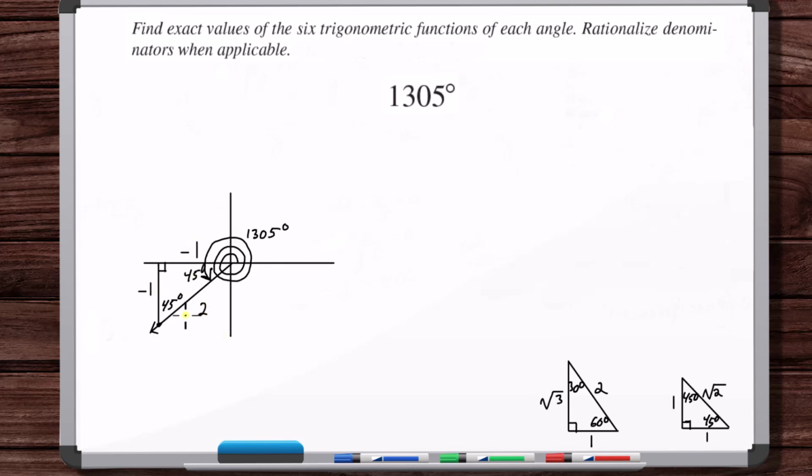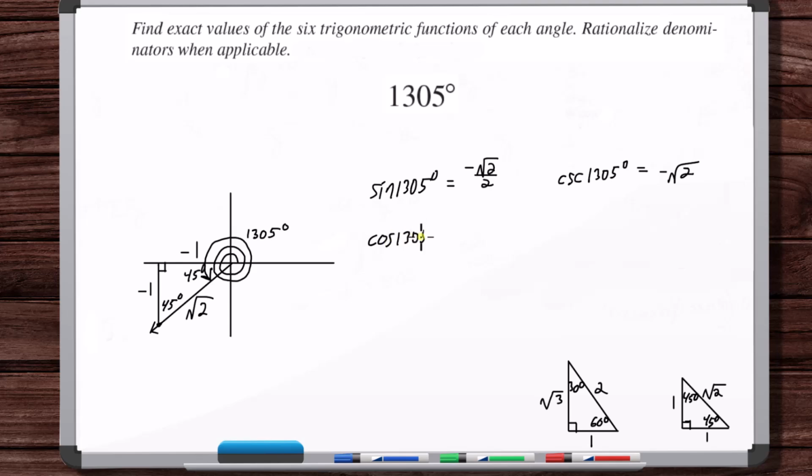So we've got minus 1, root 2. All right. Sine of 1305 is opposite over hypotenuse, minus 1 over root 2. That's minus root 2 over 2. Cosecant 1305 degrees is, so hypotenuse over opposite, that's minus root 2.